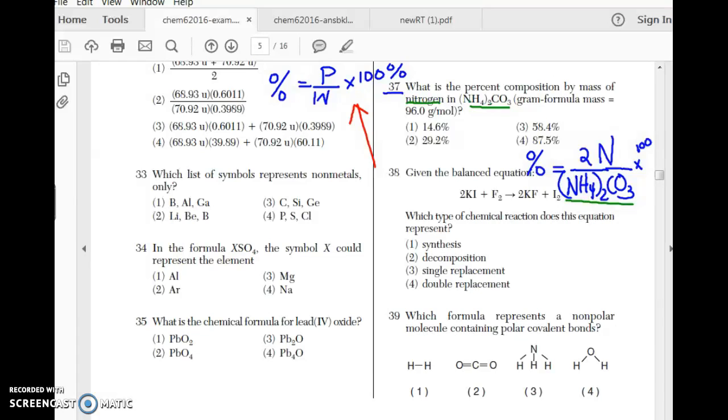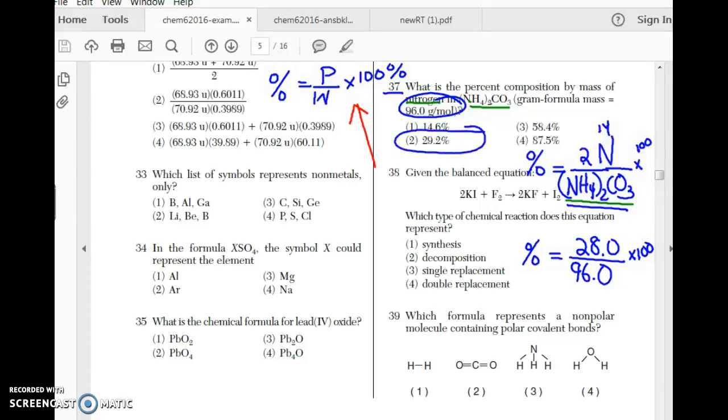When we substitute in their gram formula masses, they were nice enough to tell us the gram formula mass of the whole, 96. And when I did 2 times 14, I got 28. And when we multiply that quotient by 100, we simply get an answer of 29.2, choice 2.